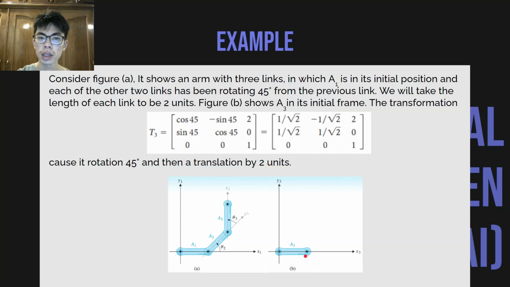The transformation T3 is cos 45, minus sin 45, 2; sin 45, cos 45, 0; 0, 0, 1, which gives 1 over root 2, minus 1 over root 2, 2; 1 over root 2, 1 over root 2, 0; 0, 0, 1. Because it rotates 45 degrees and then translates by 2 units, as we can see.